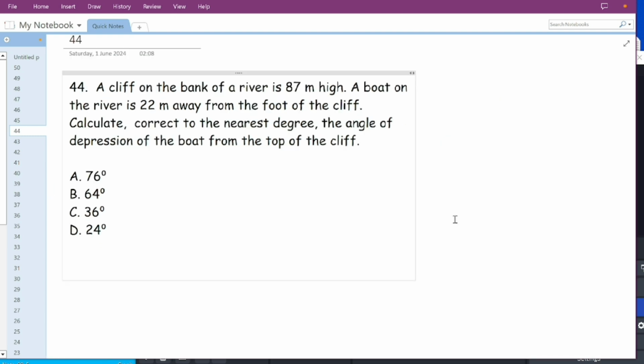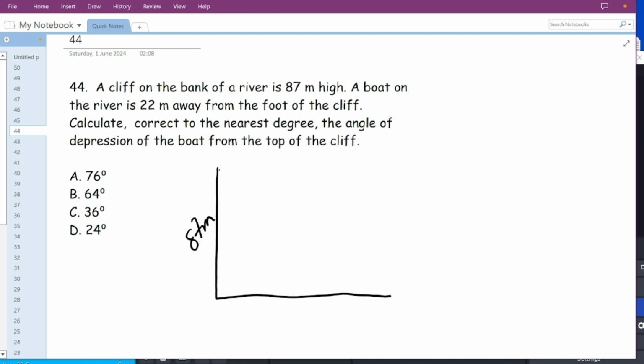The question says the cliff on the bank of a river is 87 meters high. So let's say a vertical line, which is a cliff, is 87 meters. It says a boat on the river is 22 meters away from the foot of the cliff. So we have 22 meters away on the sea. You have a boat, this is 22 meters. So we have our boat here. Then we know this is a right angle. This is like a right angle triangle question where we'll apply Pythagoras Theorem. So we'll just draw a line that joins them.